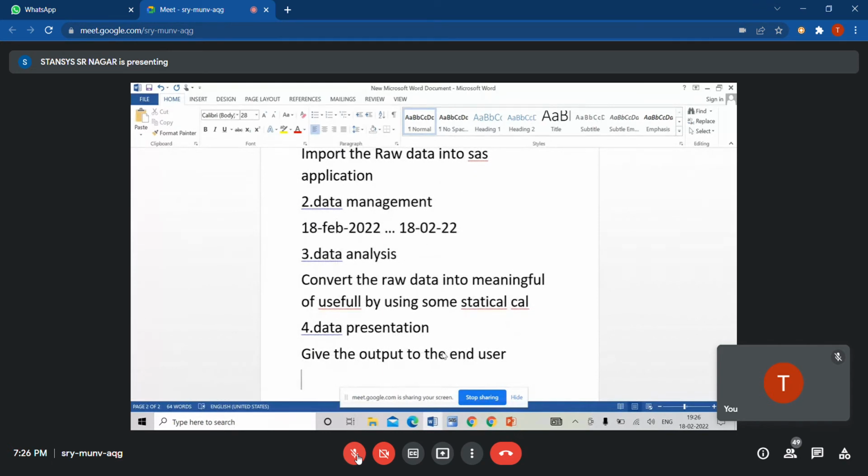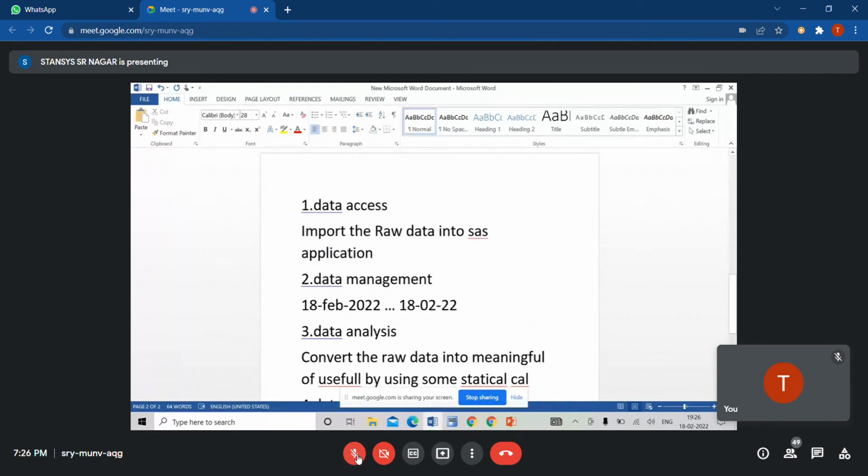Clear? So I'll explain once again. Please listen carefully. First one is data access. Data access means you have to import the raw data into the SAS application. Data management means you have to convert the shape of the data required by the application. Understand? One second.